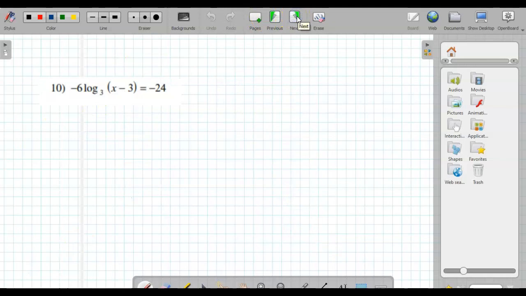All right, we're going to look at number 10. Number 10, notice you do not have logarithms on both sides, so you cannot drop the logarithms. Again, you could take that negative 6 and make it your exponent, but since you just have a number over here, it is going to be easier to just divide both sides by that negative 6.